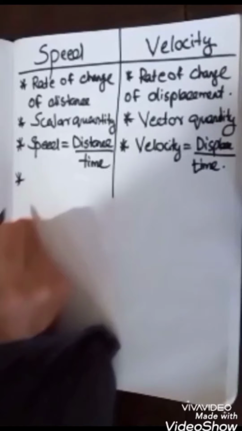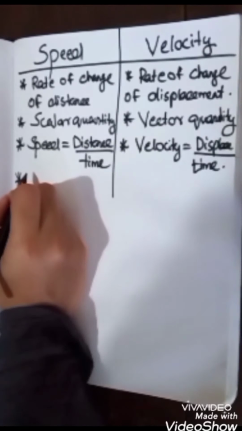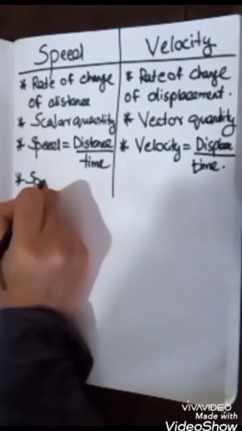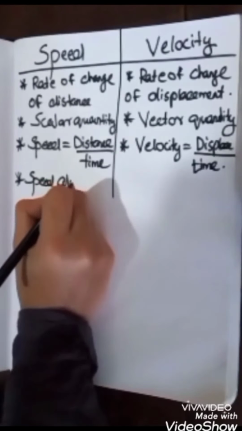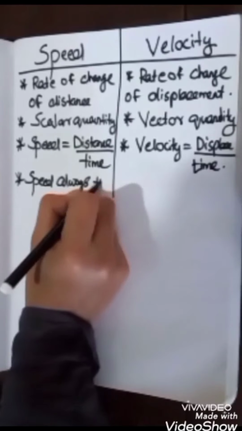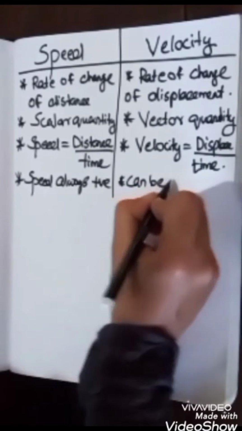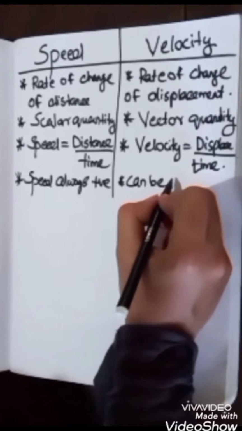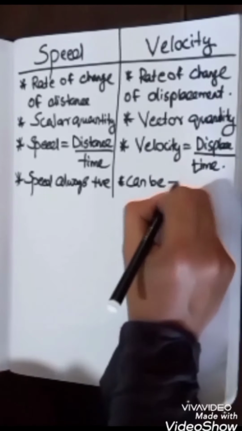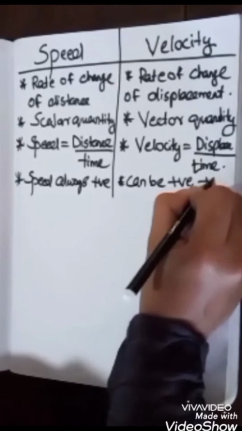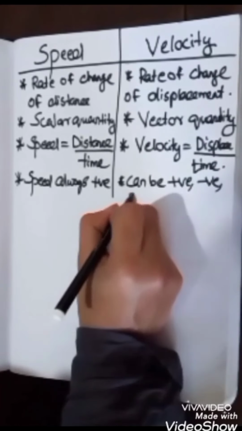Then speed is always positive. We already said that speed cannot be zero. That is, speed is always positive. Here velocity can be zero, negative and positive.